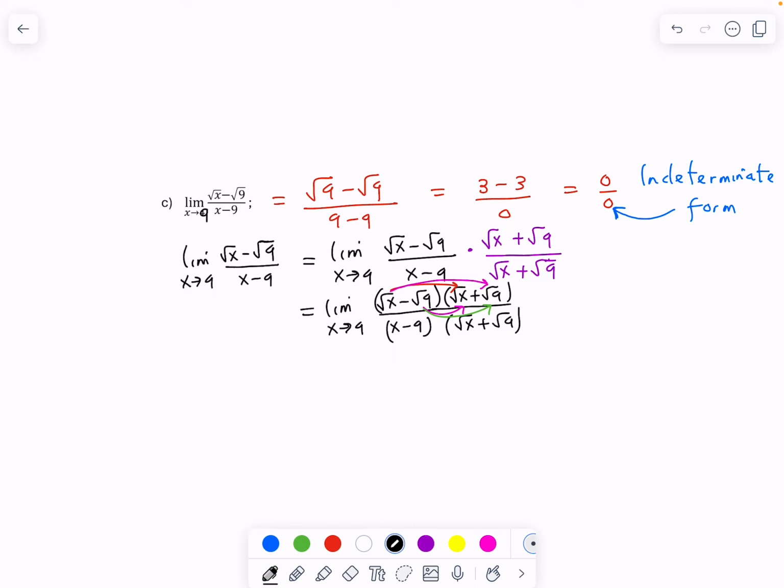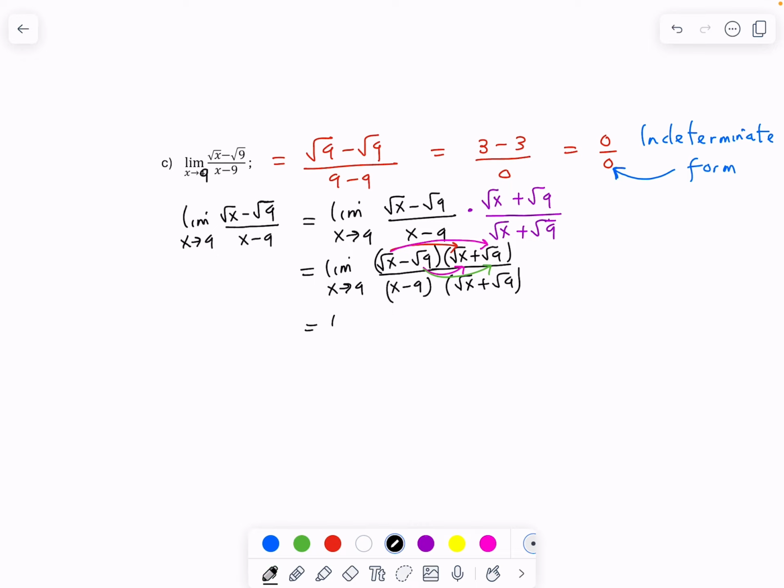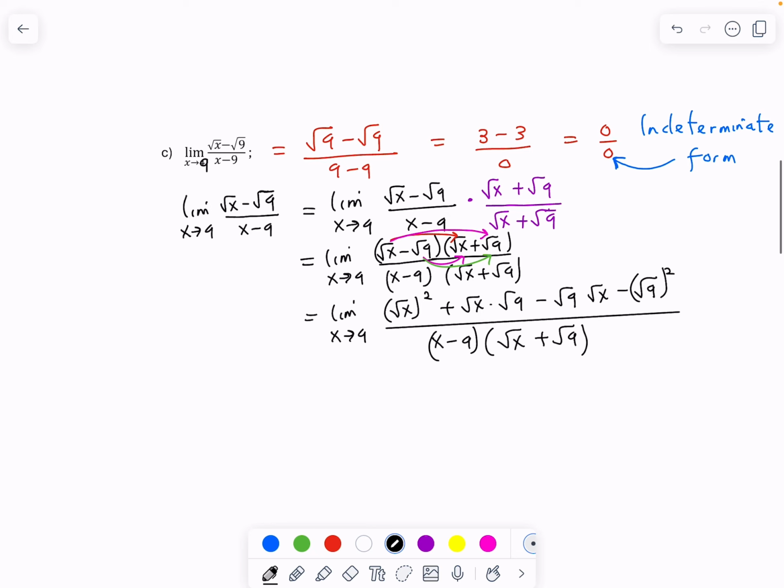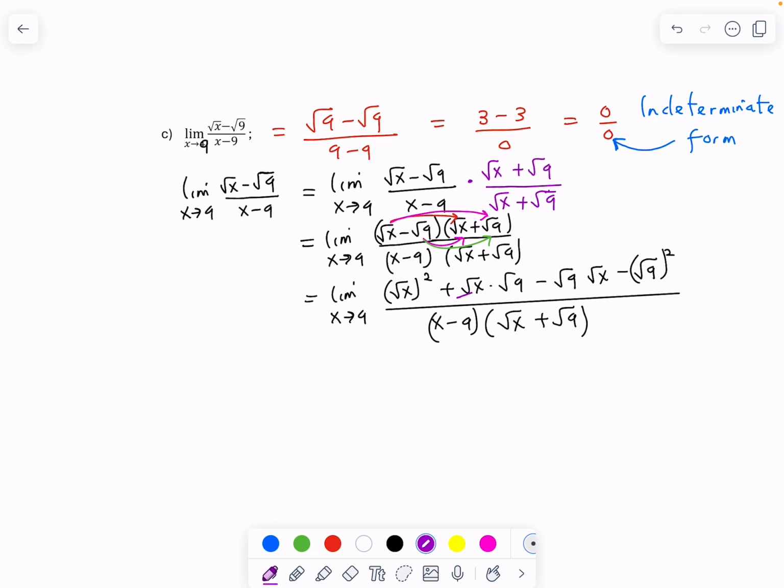If we perform that operation, we are just going to get the limit as x approaches 9 of square root of x squared, plus square root of x times square root of 9, then negative square root of 9 times square root of x, and negative square root of 9 squared, everything divided by x minus 9. I'm going to leave the denominator just the way it is: square root of x plus square root of 9. If you observe, the middle terms will cancel out.